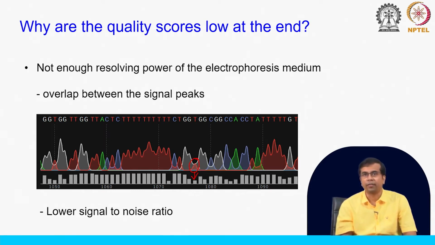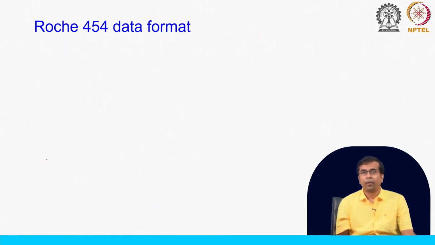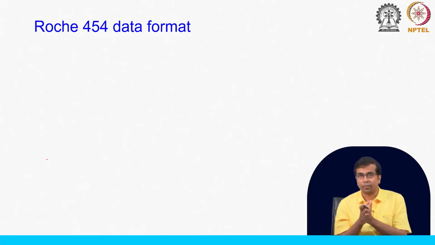This is the situation you will probably see in many places. The quality score goes down because the signal to noise ratio goes down. And probably you can see here, for example, or maybe here also, you can notice these events. If you look at this chromatogram data carefully, you will see this lower signal to noise ratio. So, that gives you an introduction to the sequencing data format for Sanger sequencing.